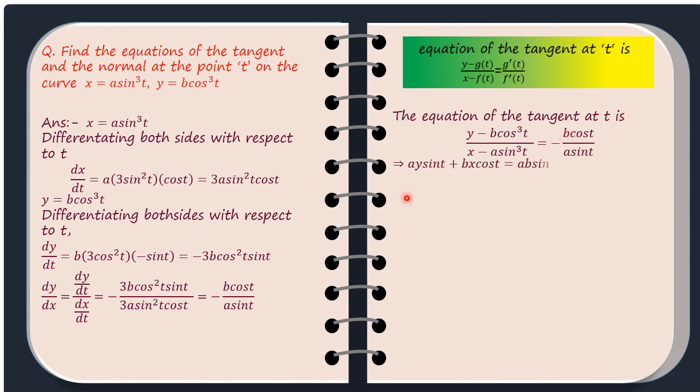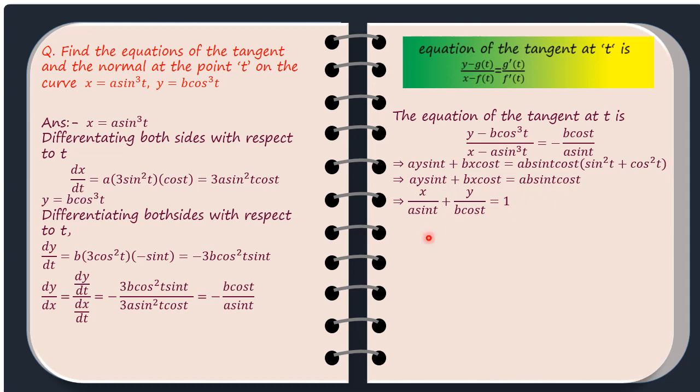Now simplify this equation, just cross multiply it and simplify it. You will find this equation: ay sine t plus bx cos t is equal to ab sine t cos t. Again, simplify a little bit: x by a sine t plus y by b cos t is equal to 1. Just divide this equation on both sides by ab sine t cos t.